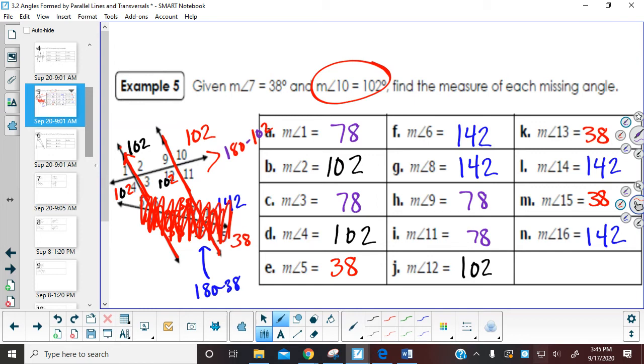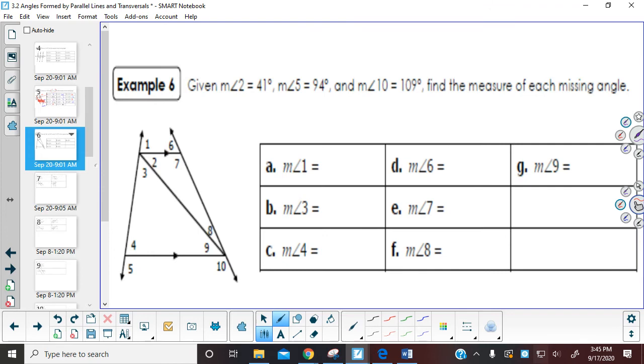Okay, so then when I'm looking at the next one, I'm actually going to skip ahead, and I'm going to do example 6 with you. I'm going to have you do the odds and also number 4 for some homework. So when you look at this, this one is a little bit tricky. What I'm going to do is label what I already know. So angle 2 is 41.